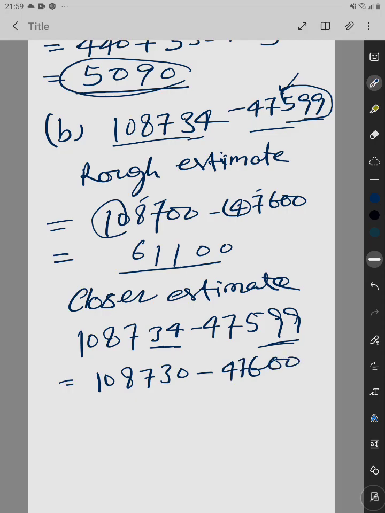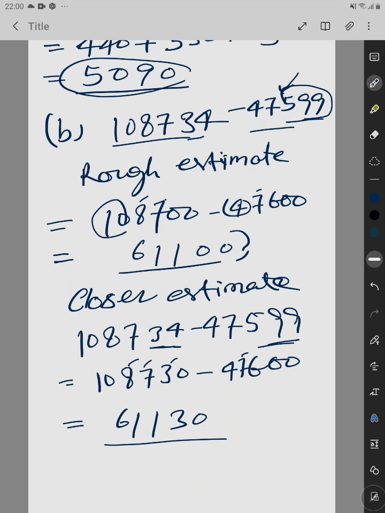Okay, so here how will we subtract it? Same way, from 0 and 3, and here it is 0, so we'll subtract, then we'll get 3, and then 7 to 6 is 1, and here 8 to 7 is 1, and 10 to 4 is 6. Okay, so here we got 61130, and here we got 61100. Okay, so this is the closure estimate, means this is closer to the real one.